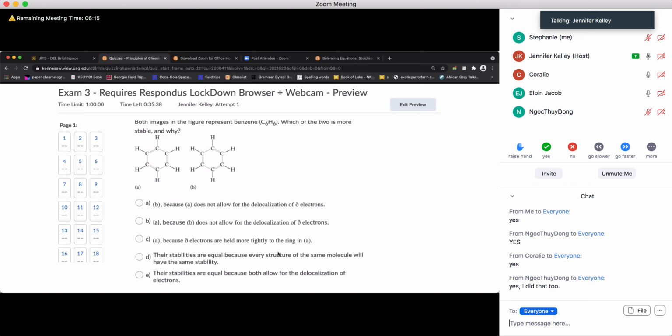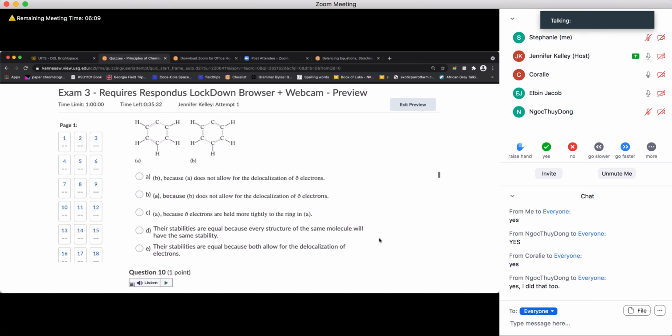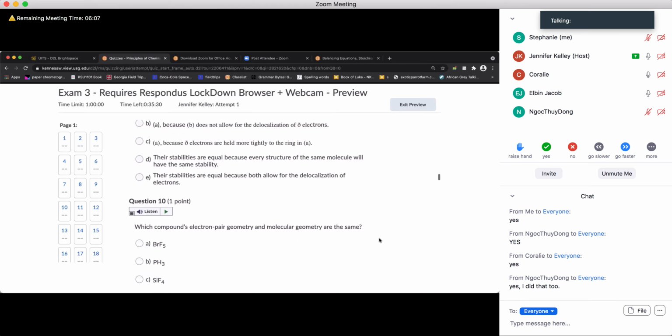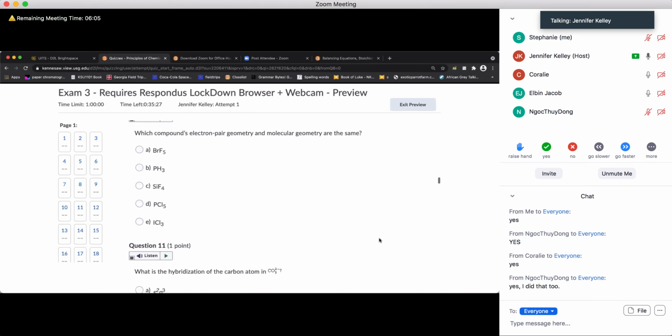They're stable or equal because every should be E. Yeah. Okay. And then let's see what else.